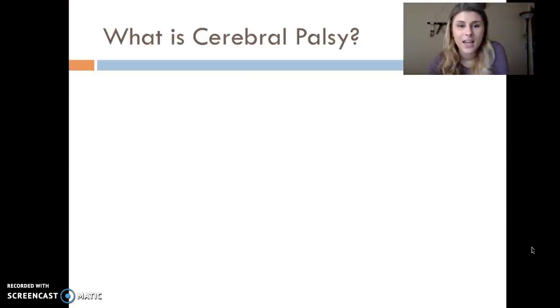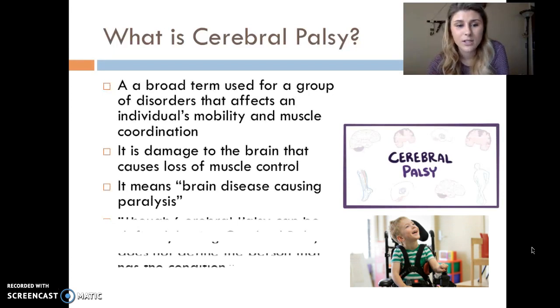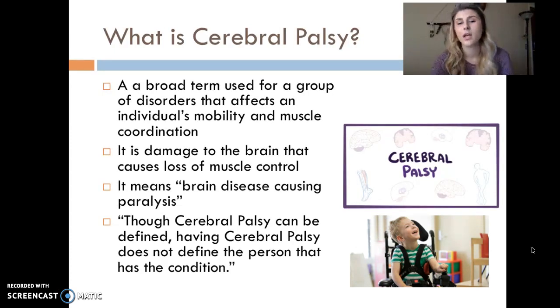She was one of the reasons I picked this topic. So here we go. What is cerebral palsy? It's a broad term used for a group of disorders that affects an individual's mobility and muscle coordination. It's damage to the brain that causes a loss of muscle control, and it means brain disease causing paralysis.